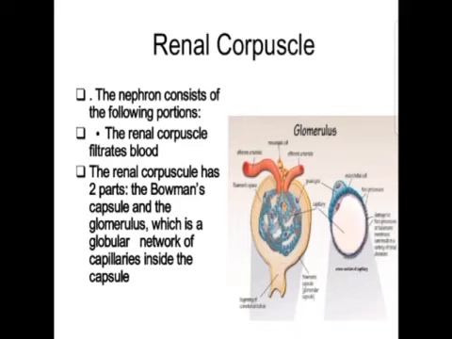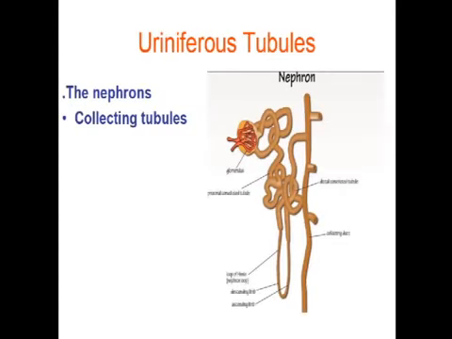These are highly modified to perform a filtering function. Now, what are the uriniferous tubules? A uriniferous tubule forms the structural and functional unit of the kidney, and it consists of two parts which form a continuous passage, although they have different embryological origin.